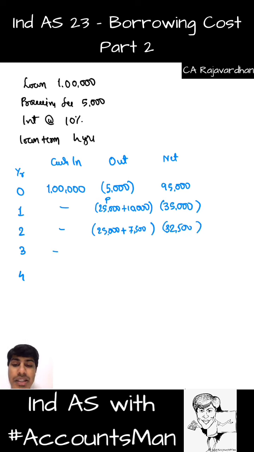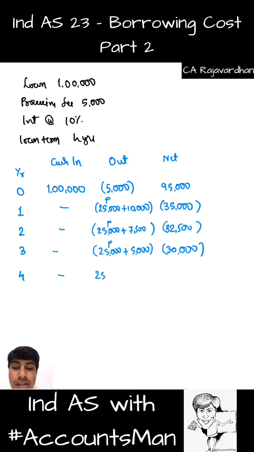Similarly, year 3 also I'll pay 25,000, but this time I'll pay interest also with it. Again, this interest is not on 1 lakh. On 1 lakh, 25 and 25, 2 times I paid principal. So 25 and 25, 50,000 is gone. On the balance 50, I'll pay 10%, that comes to 5,000. This again principal 25, so 30,000 is the repayment.